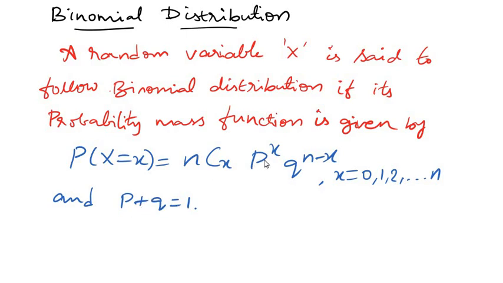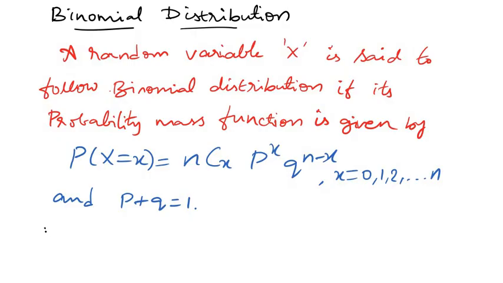Here p denotes the probability of success, q denotes the probability of failure, n denotes the number of trials, and x is the number of successes. Here the sum of probability of success and probability of failure is equal to 1.